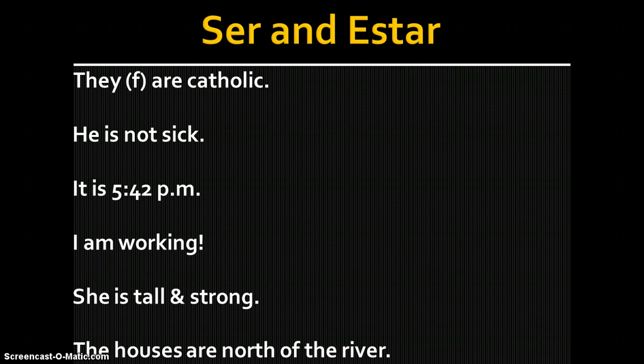Now, see if you can write these particular sentences. They are all using either ser or estar. Just as a quick review from what we did both last trimester and the beginning of this trimester with the verbs ser and estar. So, they are Catholic is describing a religion that is a permanent description. So, you're going to use ser. So, it is ellas son católicas.